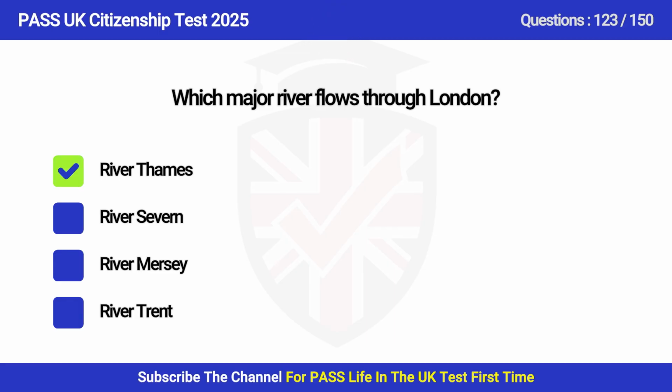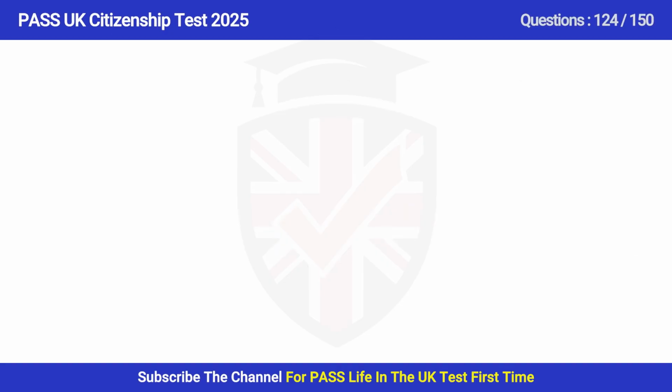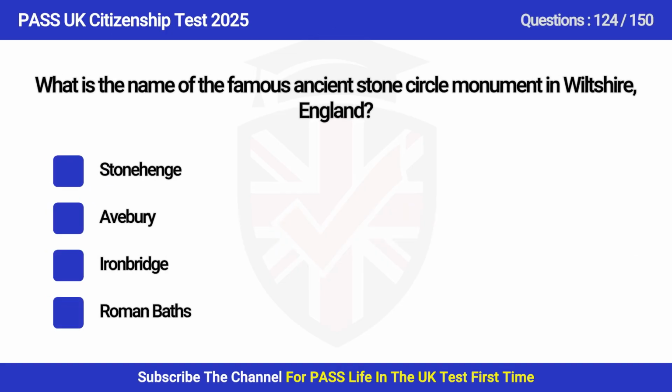Answer is A. River Thames. The River Thames is the second longest river in the United Kingdom and the longest river wholly in England. It flows through London. Question 124. What is the name of the famous ancient stone circle monument in Wiltshire, England? A. Stonehenge. B. Avebury. C. D. Roman Baths.